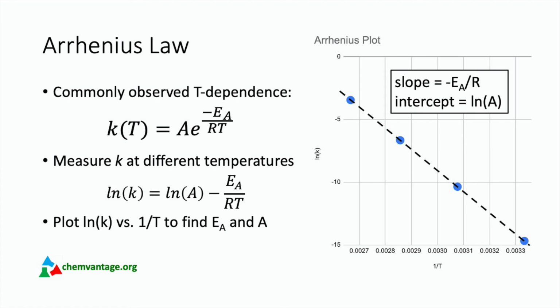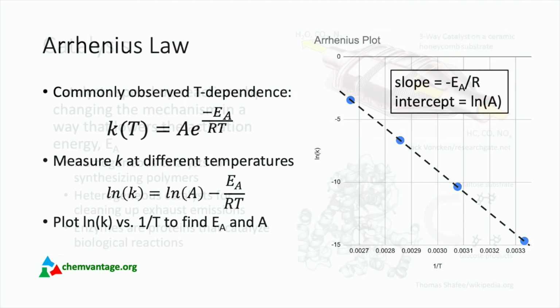It is simple enough to conduct a few experiments at different temperatures and then plot the log of k versus reciprocal absolute temperature, in kelvins, to determine the activation energy, E sub A, from the slope of the line. We can also determine the Arrhenius pre-exponential factor, A, from the y-intercept of the linear fit to the experimental data.